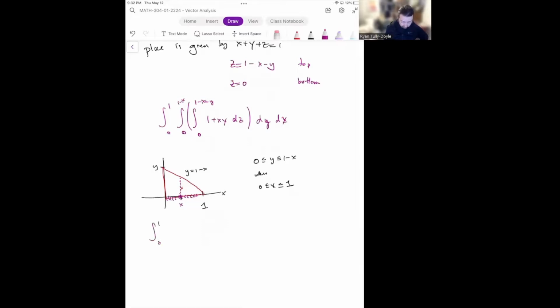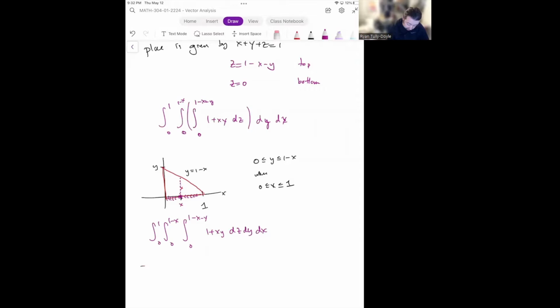Integral from 0 to 1, integral from 0 to 1 minus x. I guess we love algebra. Integral from 0 to 1 minus x minus y of 1 plus xy dz dy dx. And notice the order of integration is actually indicated by the dz, dy, and dx. You work from the inside out.